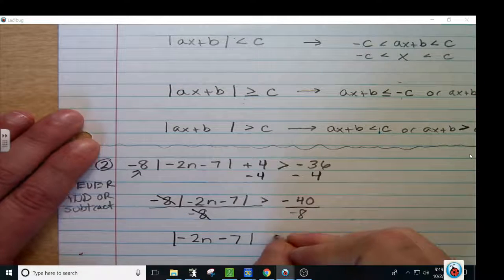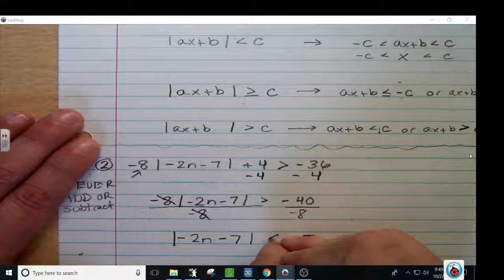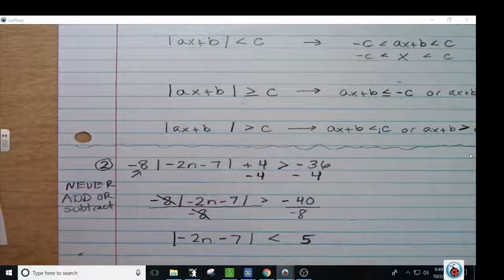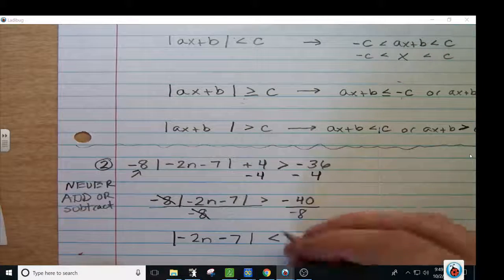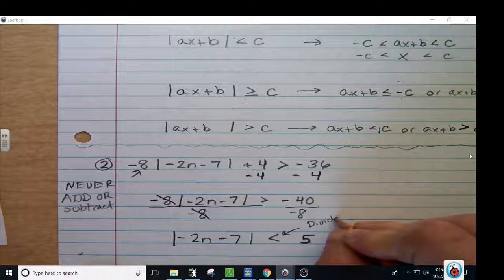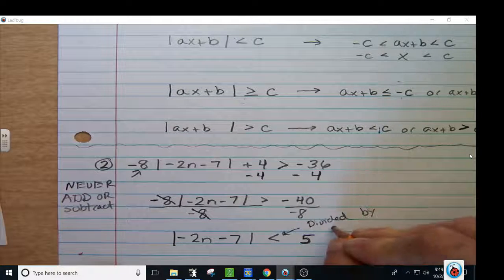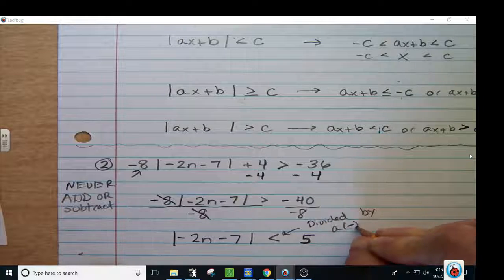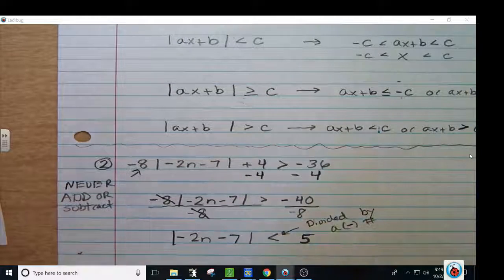So now, what we got here is a less than. Absolute value less than 5. Okay? And the reason why it changed is because we divided by a negative number. The reason why it switched is because we divided by a negative number. It went from greater than to less than.